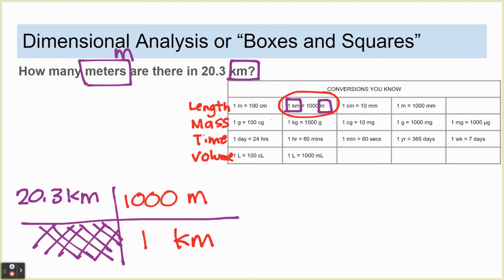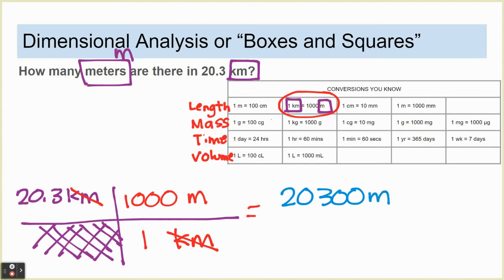All right. And since we only have one conversion factor, we're done. Remember, guys, boxes diagonally across, since they have the same unit, the unit cancels out. Now we can do our math work. We need to multiply all the boxes at the top. So 20.3 times 1,000 is 20,300. Let's write down all the letters that we didn't write down.